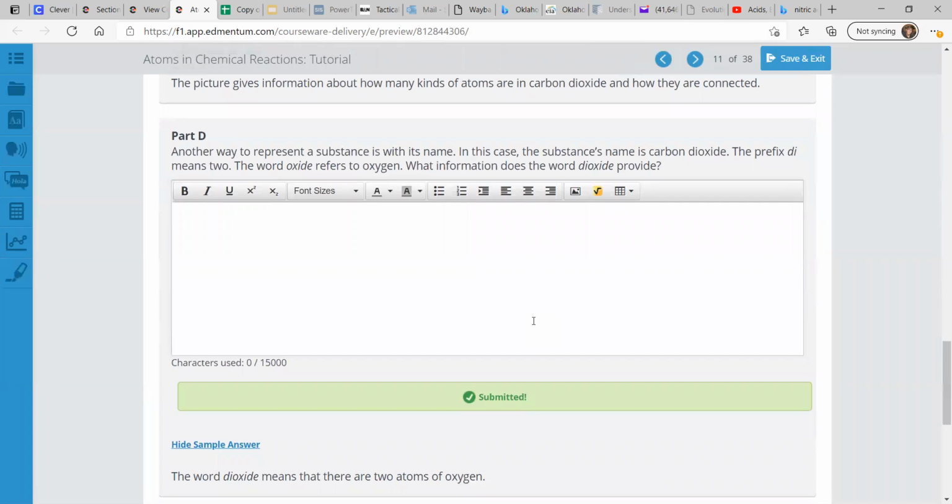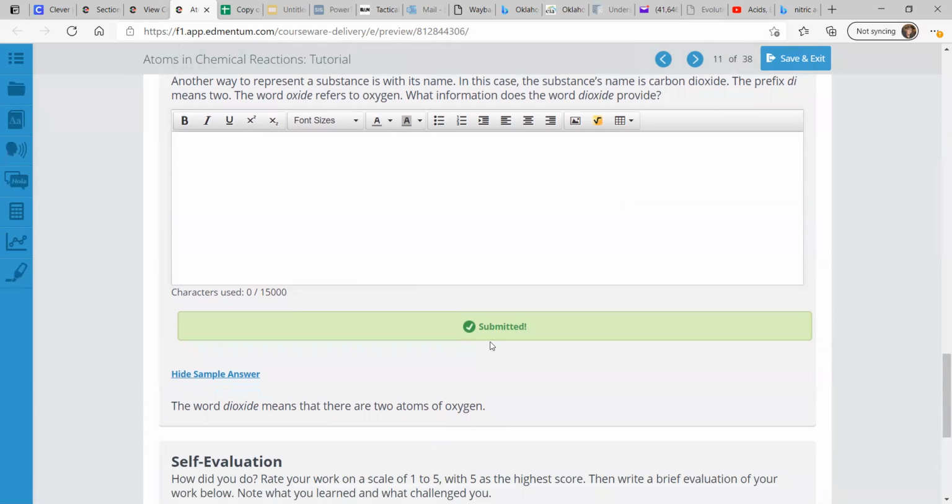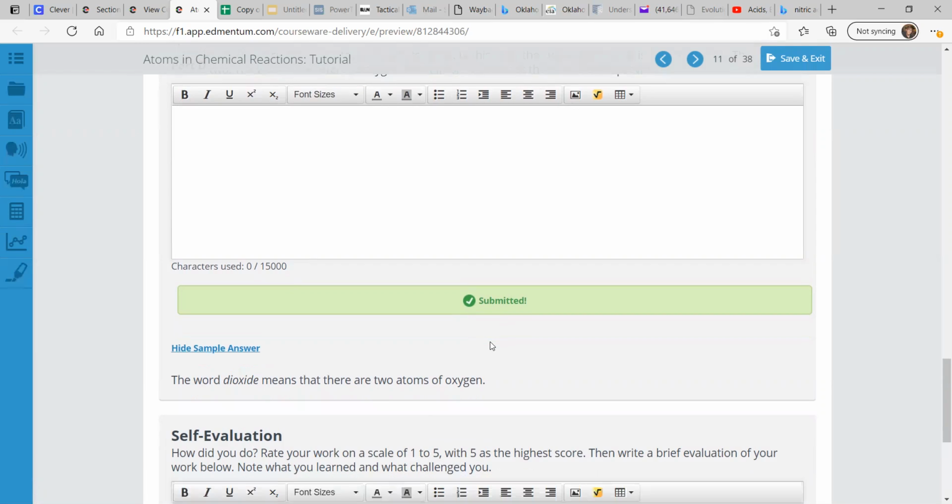Another way to represent a substance is with its name. In this case, the substance's name is carbon dioxide. The prefix di means 2. The word oxide refers to oxygen. What information does the word dioxide provide? Well, it means there are 2 atoms of oxygen. So you see how the name ties in with the picture, and that ties in with the formula. It all makes sense once you understand.